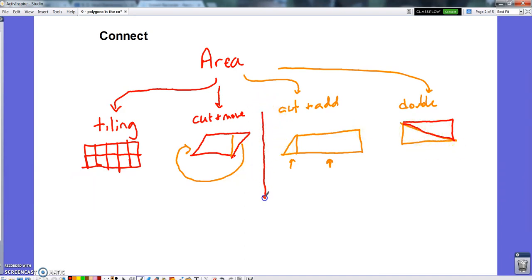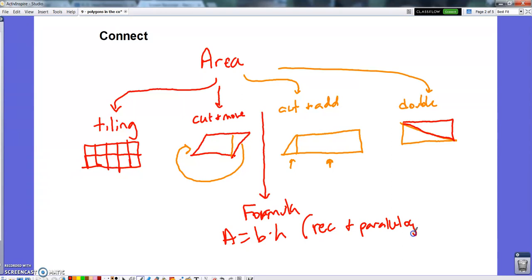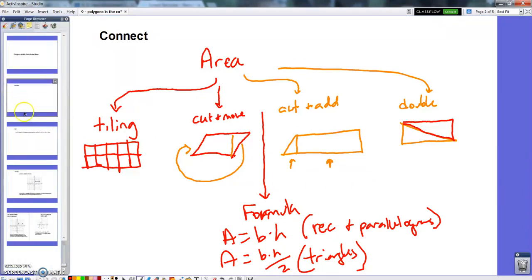And then last but not least, a lot of times we just used a formula. We had 2 formulas we learned. We had area is base times height. That worked for rectangles and parallelograms. And then we also had base times height divided by 2, and that worked for triangles. So we talked about area for a long time. We had all those different strategies. And area is going to come up as we're talking about polygons a little bit today. So I just thought that'd be a good time to give you a reminder about how all that worked.